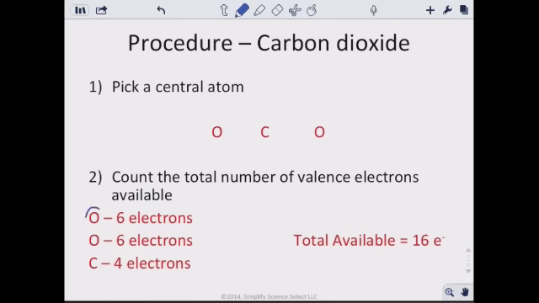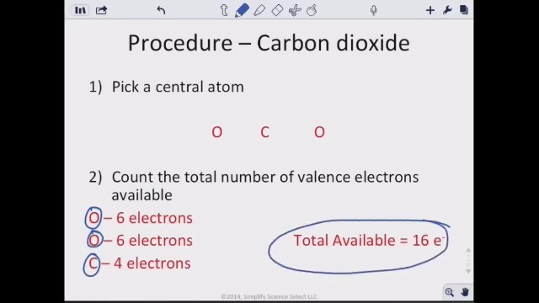We count the total number of valence electrons. So oxygen, one of them has 6, the other one has 6, and carbon has 4. So 6 plus 6 is going to give us 12, plus 4 is going to give us a total amount of 16 valence electrons to work with.